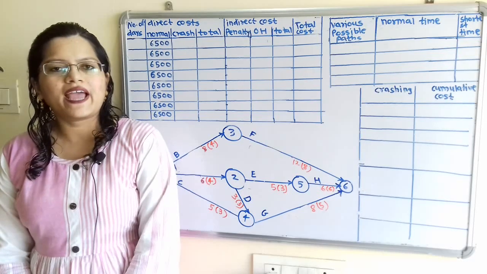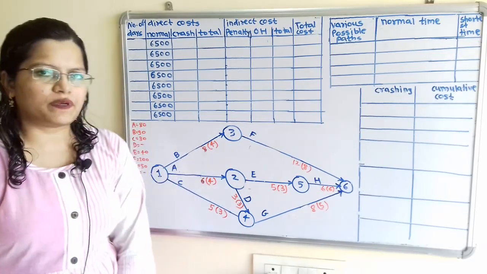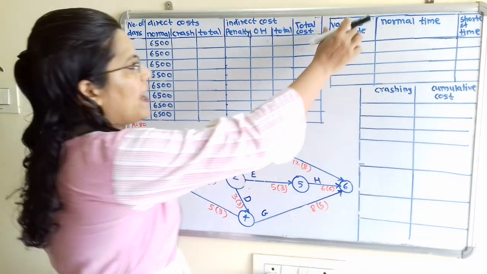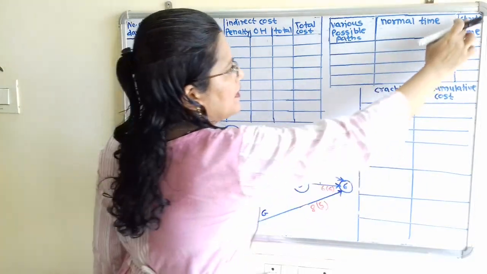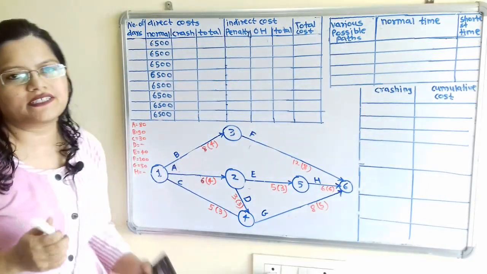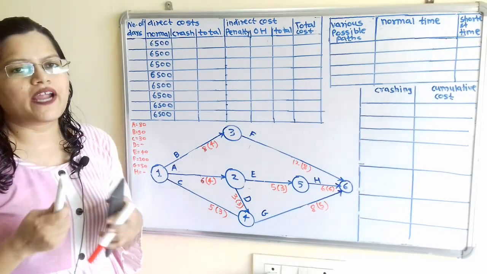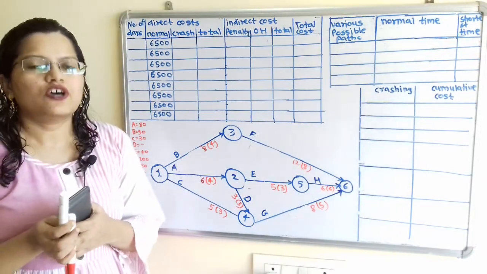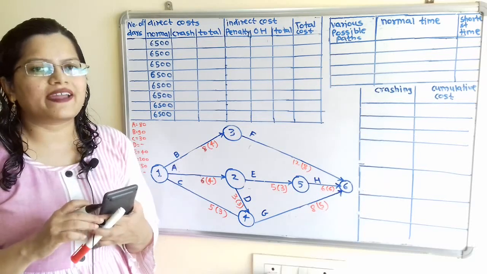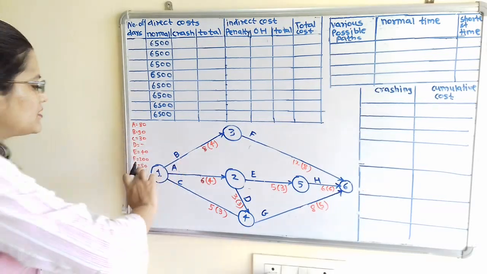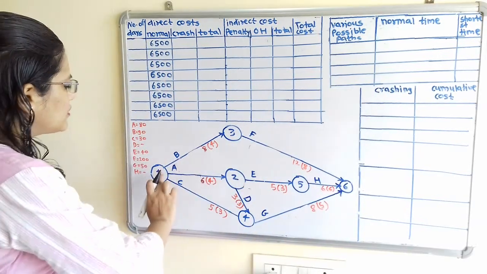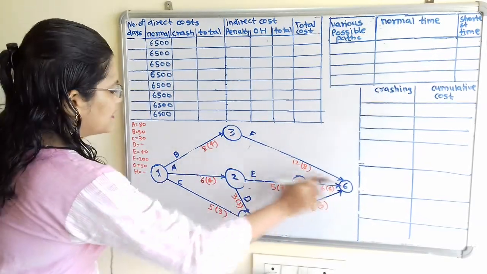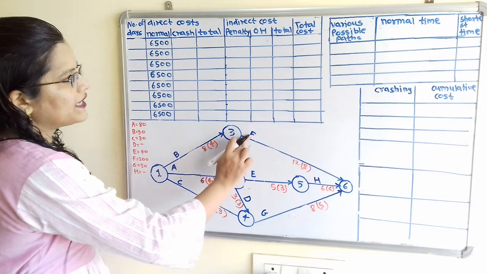Second step, we have to prepare three tables. In the first table, we have to write the various possible paths, in the second column normal time and in the third column shortest time. Now how do we write these various possible paths? For that we have to find the different paths from the starting node 1 up to the end node 6. The first path is 1, 3, 6, that is activities B, F.